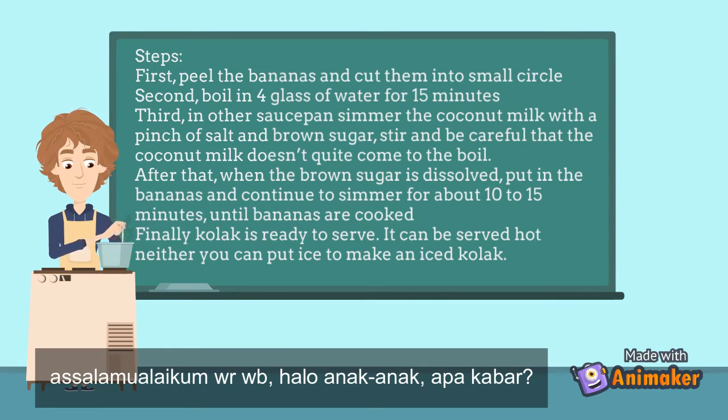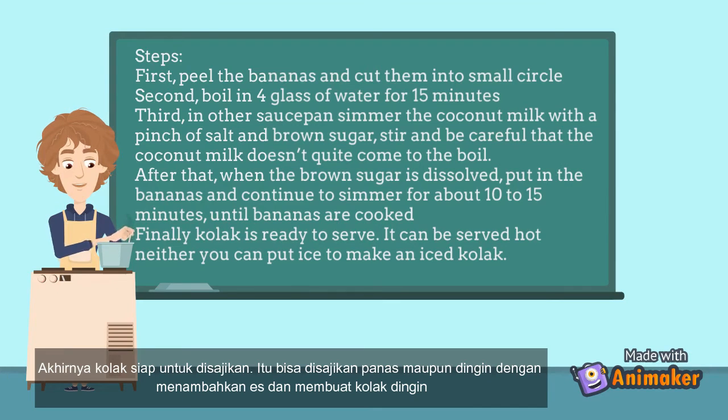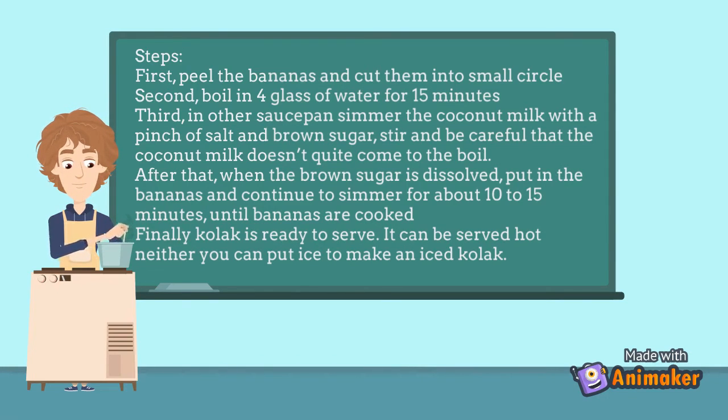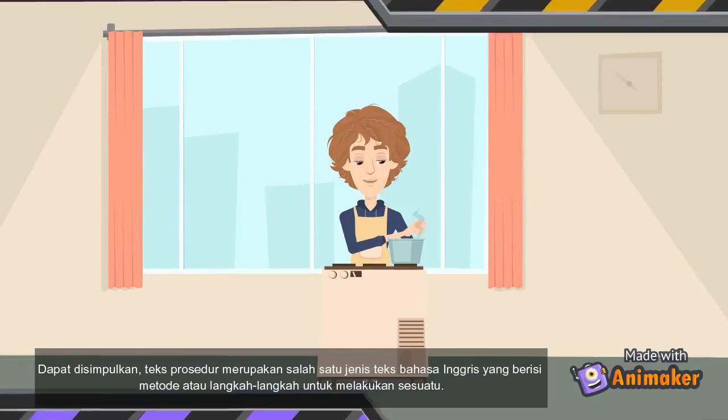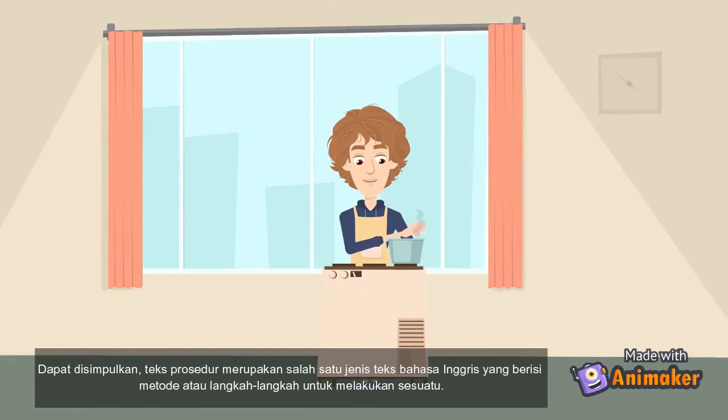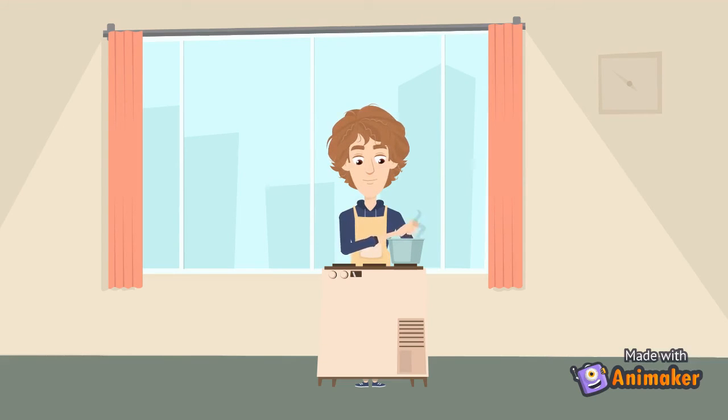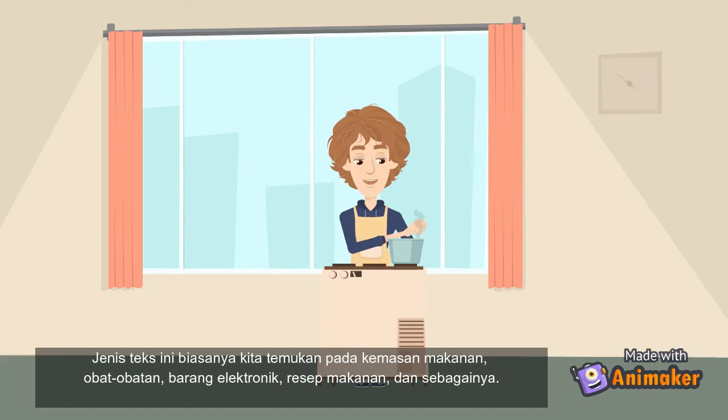Finally, kolak is ready to serve. It can be served hot. Or you can put ice to make an iced kolak. It can be concluded. Procedure text is one type of English text which contains methods or steps to do something. We usually find this type of text on food packaging, medicines, electronic items, food recipes, and so on.